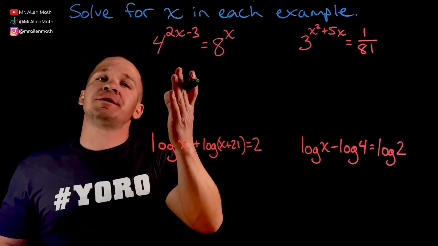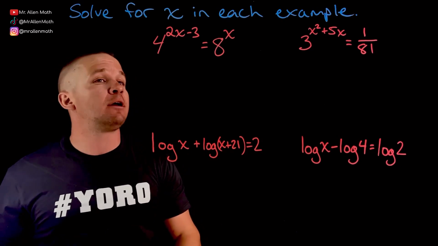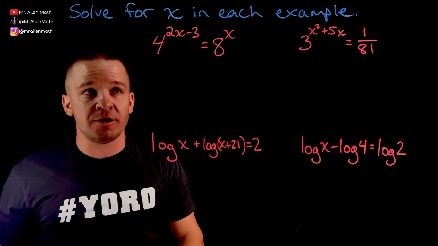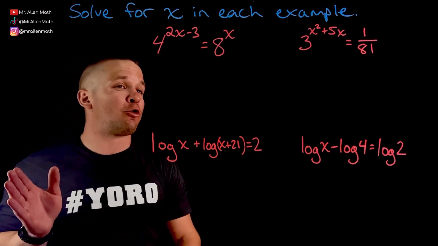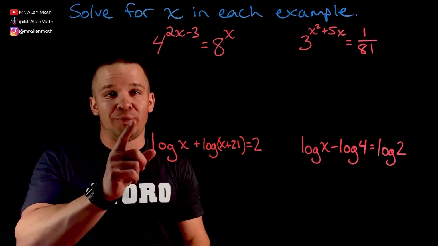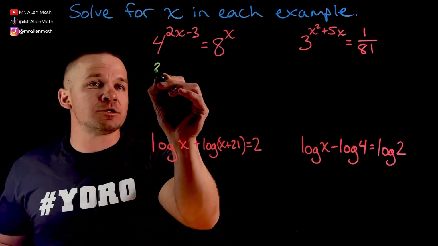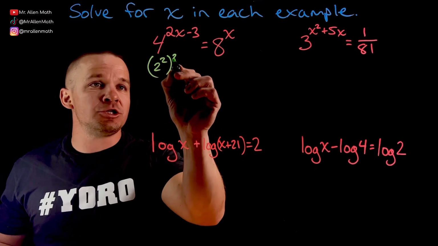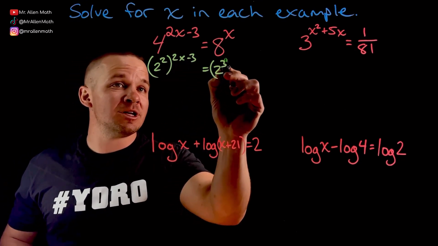So we have 4 raised to the 2x minus 3 equals 8 to the x. I'm starting off big league, okay? So what do I do? Well, you could use logs and bust out that calculator and go crazy with decimals, but 4 and 8 can both be written as 2 to a power. I can rewrite 4 as 2 squared, so 2 squared to the 2x minus 3 equals 2 cubed to the x.